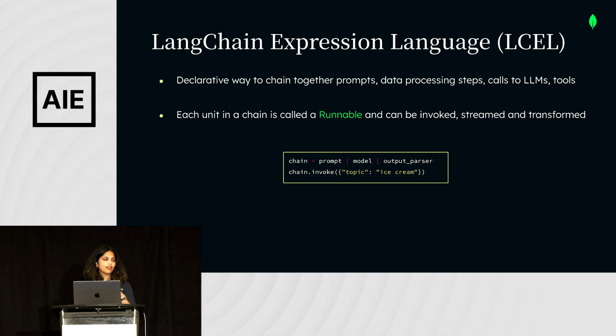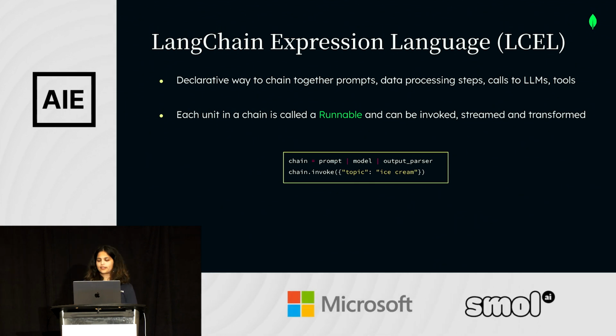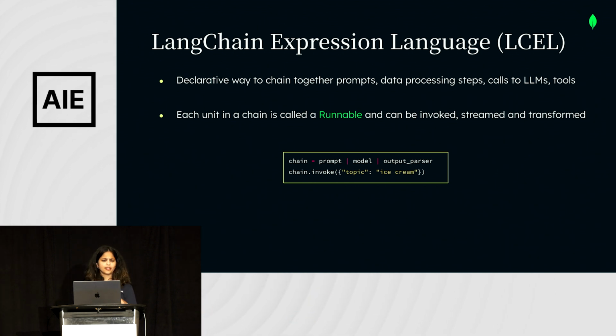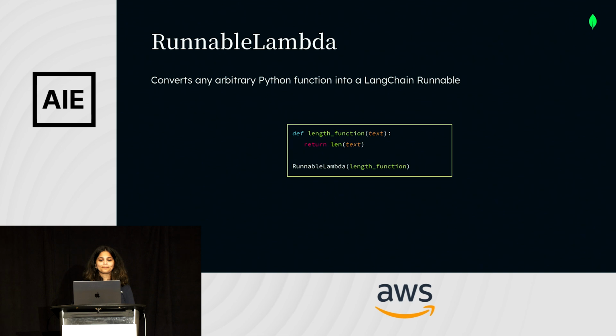And each unit in the chain is called a runnable. And the way to chain them together is using the pipe operator that takes the output from the left of the pipe and passes it as input to the right of the pipe. And here's a simple example of just passing a prompt to an LLM, generating an answer, and formatting its output. And finally, if you want to call the chain, then you use the invoke method on it. And you'll be using this to test out some of the things that you're building during the workshop.